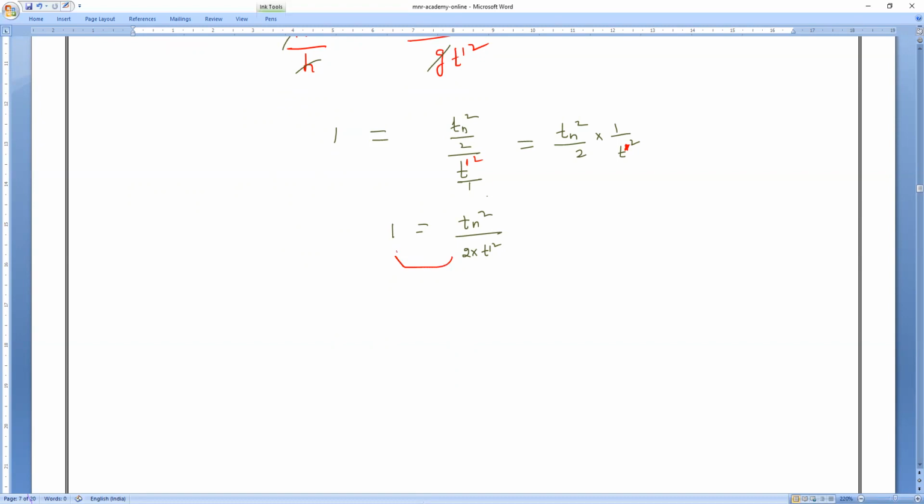Now this 2 into t dash square will come this side. So 2 into t dash square is equal to tn square. Now we want t dash square. So t dash square is equal to tn square by 2. Am I right?